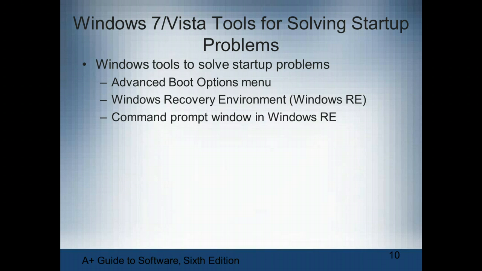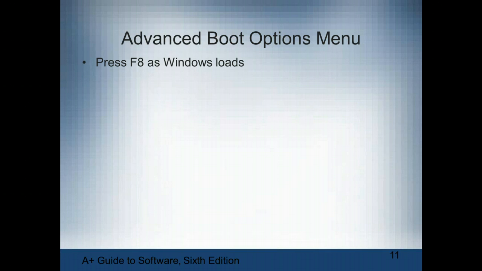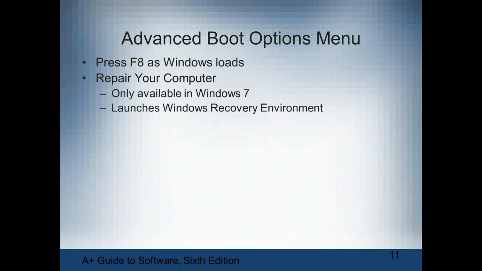Solve startup problems. The advanced boot options, the Windows recovery environment, the command prompt for Windows in the Windows recovery environment are all things that we can do. The advanced Windows menu, the F8, gives us the option to go into safe mode, command prompt, those kinds of things. Active Directory restore mode if you're on a server. Press the F8, repair your computer, only available on Windows 7. It launches the Windows 7 recovery environment.